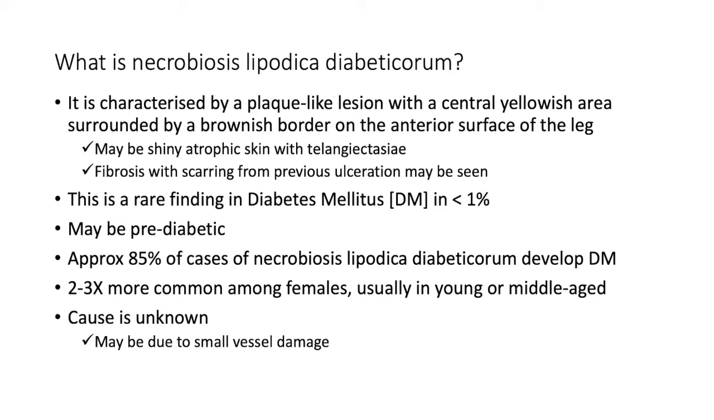First up, what is necrobiosis? It is characterized by a plaque-like lesion with a central yellowish area surrounded by a brownish border, on the anterior surface of the leg. It may be shiny atrophic skin, so it lacks hair, with surrounding telangiectasia, or it can be fibrosis with scarring from previous ulceration, which may also be seen.